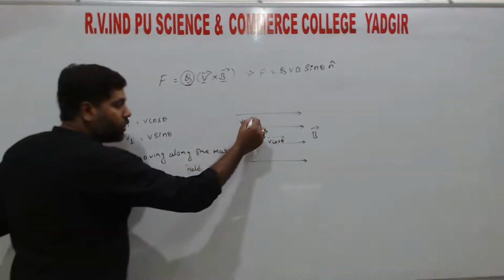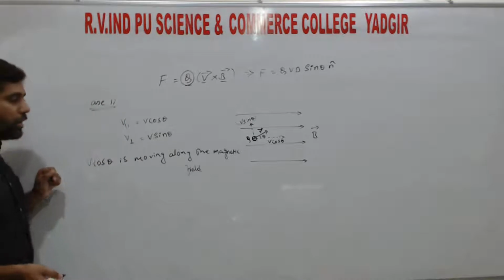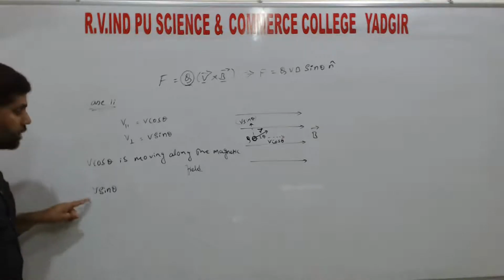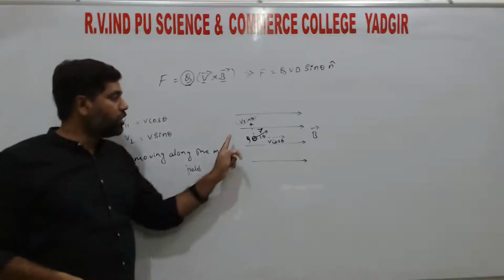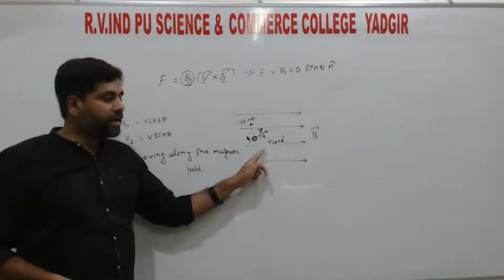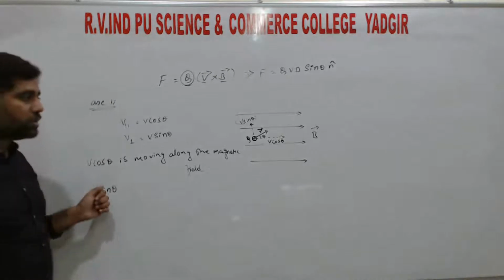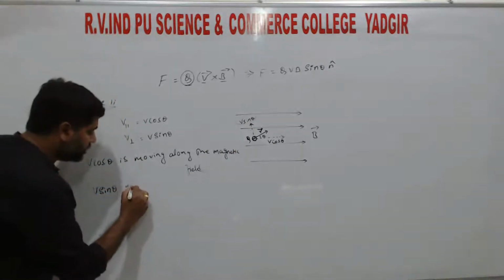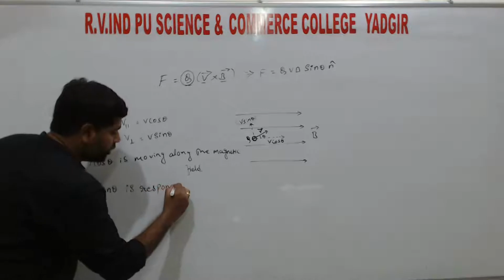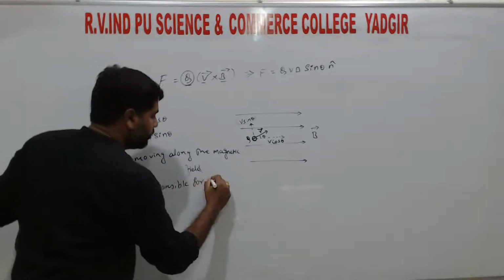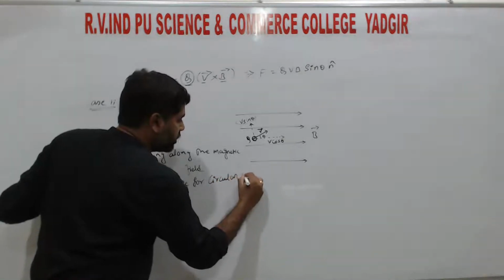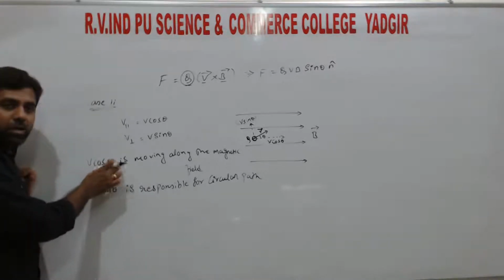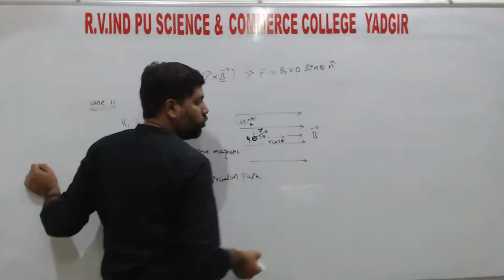So the next component is the vertical or perpendicular component, that is v sin theta, right? So v sin theta is the vertical component. This component is responsible for the circular path in the magnetic field, right? So v sin theta is responsible for the circular path, right? So if we study individually, the charged particle along the horizontal moves in this direction, right?